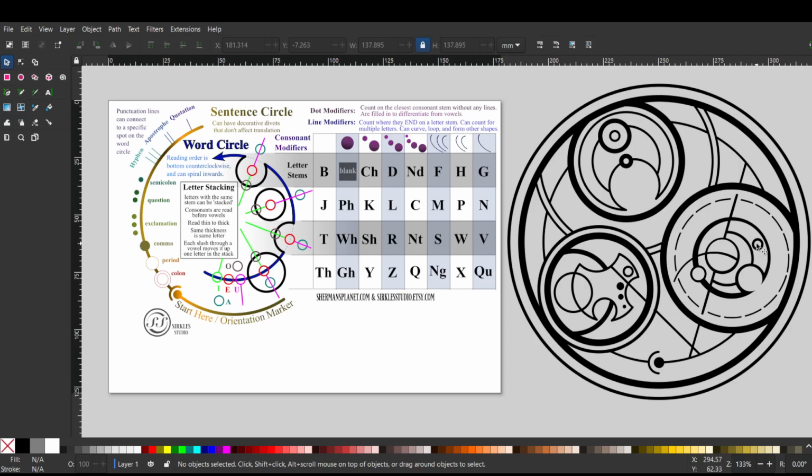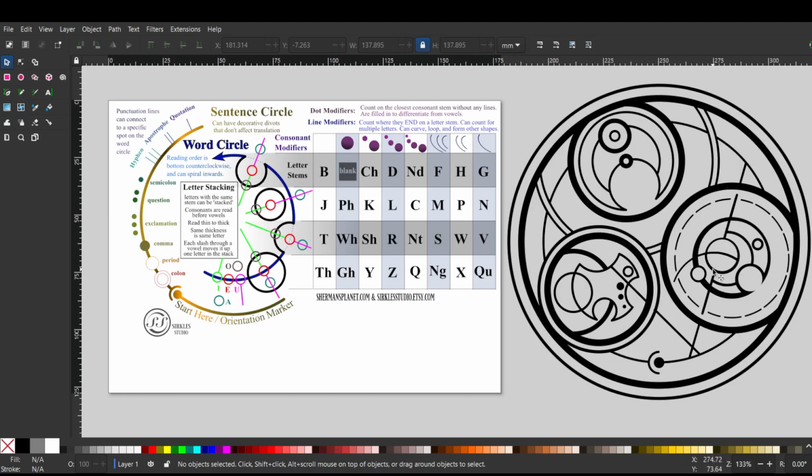Then we have an O inside our word circle. Vowels are these little circles, and they have different positions, and this position is inside the word circle. So that makes it an O. If it were on the line, it would be an E, and if it were outside, it would be an A. Then we continue around.